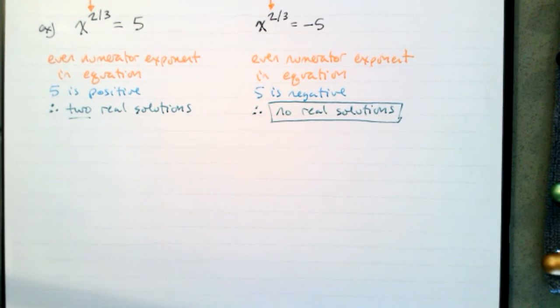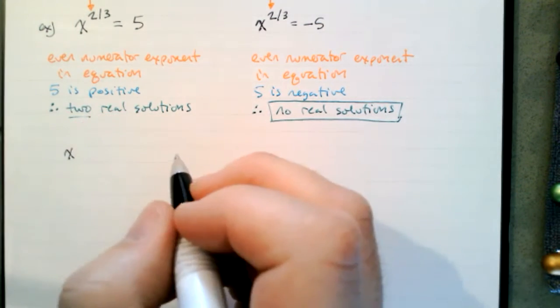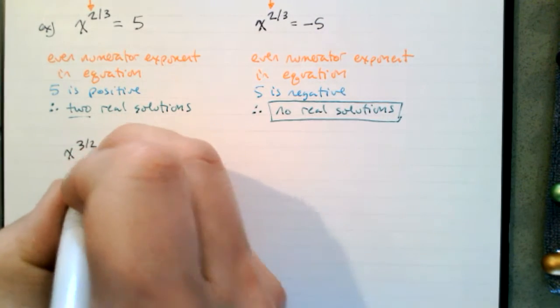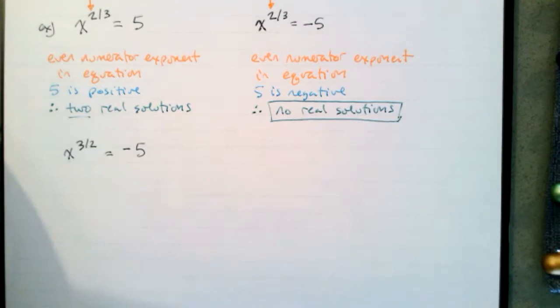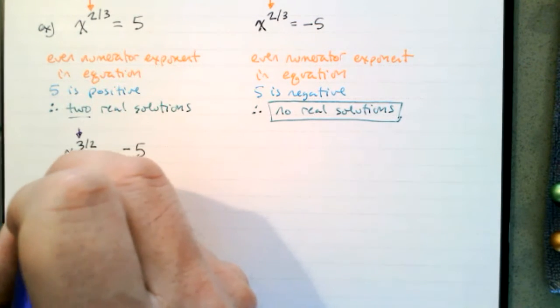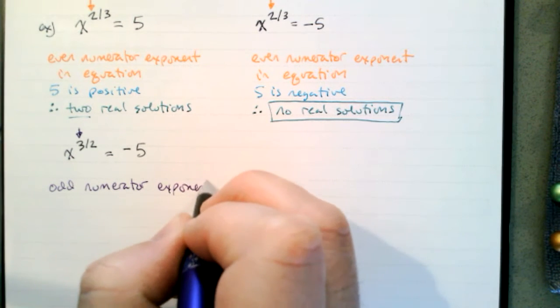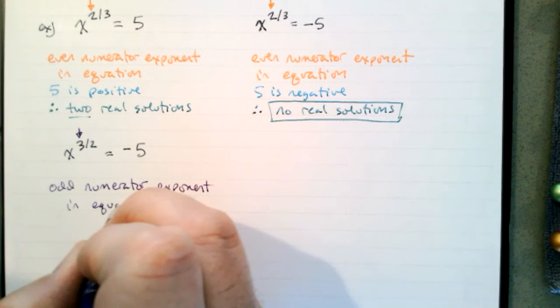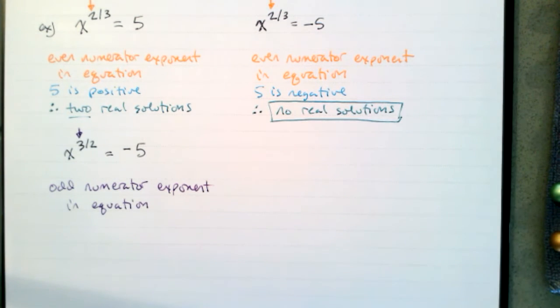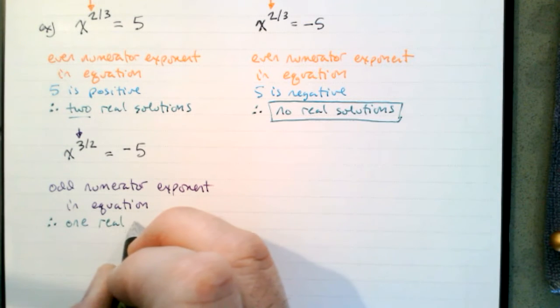We want to make sure that we're looking at the equation and singling out the numerator. So for example, if my exponent is the other way around, say x to the 3/2 equals even a -5, the numerator of the exponent is odd. So here we see an odd numerator exponent in the equation. So now I don't have to worry about the 2 or 0. We will have 1 real solution. Just proceed normally.